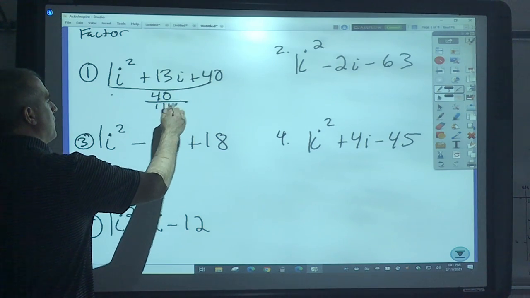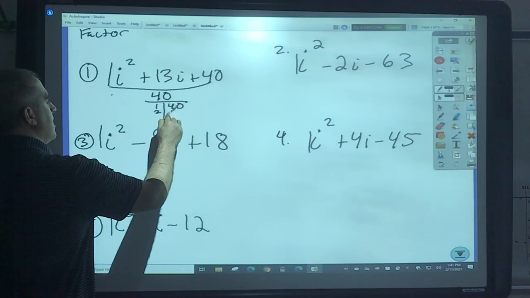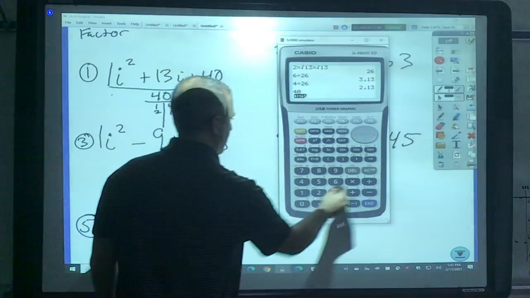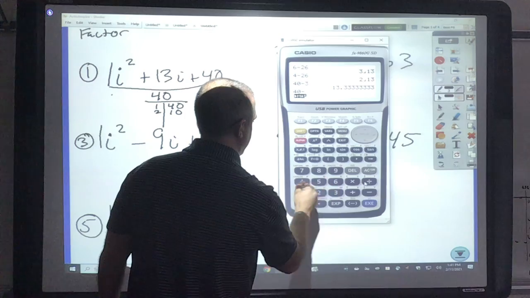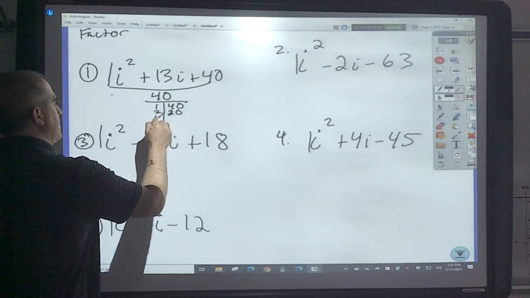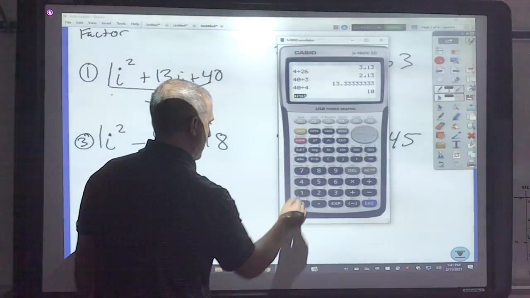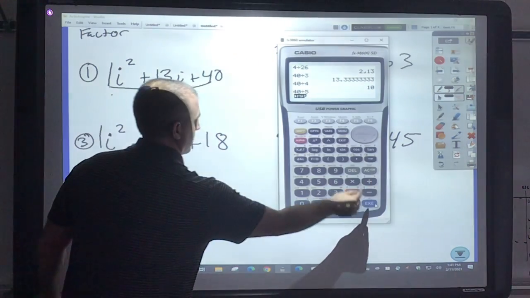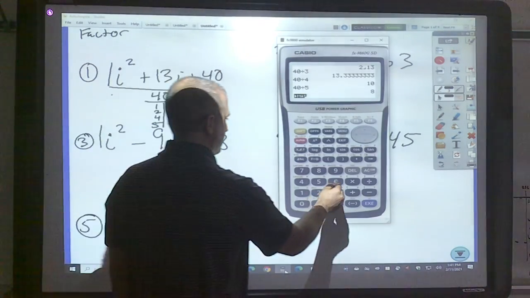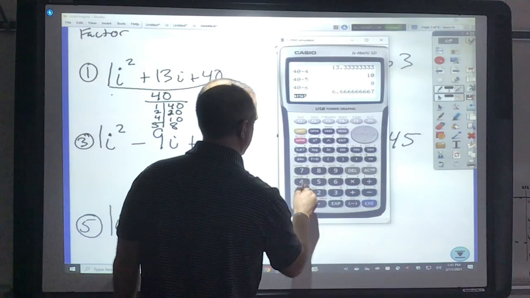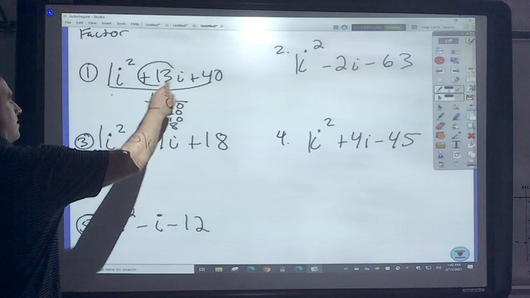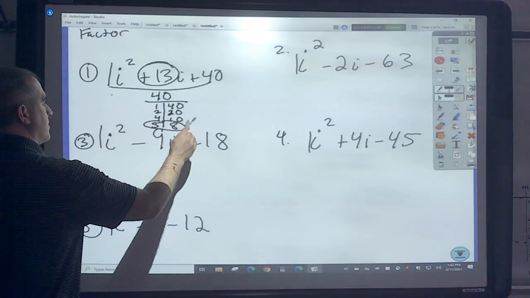Factors of 40 are 1 and 40, 2 and 20. 3 doesn't go in because 40 divided by 3 is no good. 40 divided by 4 is 10. Sorry, 2 and 20, 4 and 10. And then try 5: 5 and 8. The only other numbers to try are 6 and 7. 6 no, 7 no, those are all decimals. Once again, just like before, I'm looking for the set that adds up to 13.